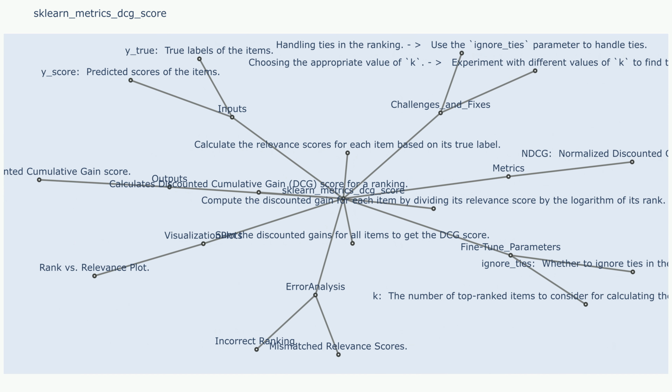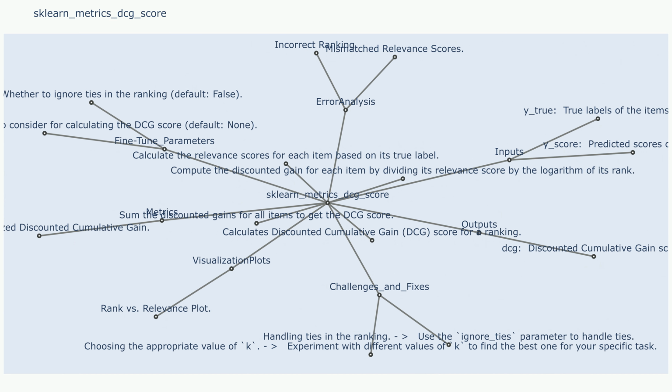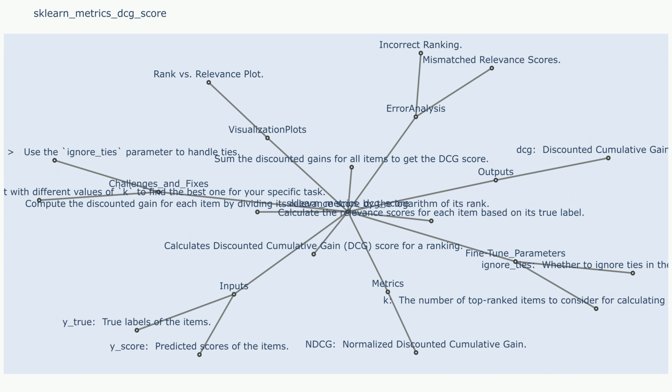Challenges and fixes. Challenge 1: handling sparse data. Sample use case that resulted in challenge 1: when dealing with a dataset where many items have a low relevance score, the DCG calculation might be dominated by a few highly relevant items, making it difficult to assess the overall ranking performance. Fixes to challenge 1: consider using a metric like normalized discounted cumulative gain (NDCG), which normalizes DCG scores to account for varying maximum possible DCG values.